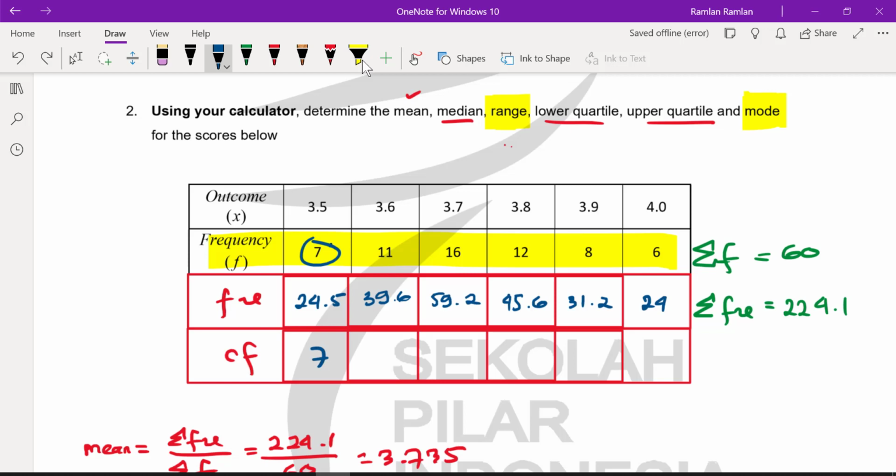As for the next one, remember that you only need to add. We add the next frequency, which is 11. So 7 plus 11 is 18. Then add the next frequency, which is 16: 18 plus 16 is 34. Then add 12: 34 plus 12 is 46. Then add 8, and you get 54. And the last one is 54 plus 6, which equals 60.